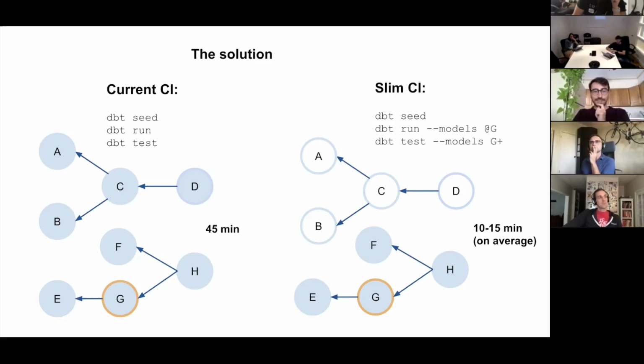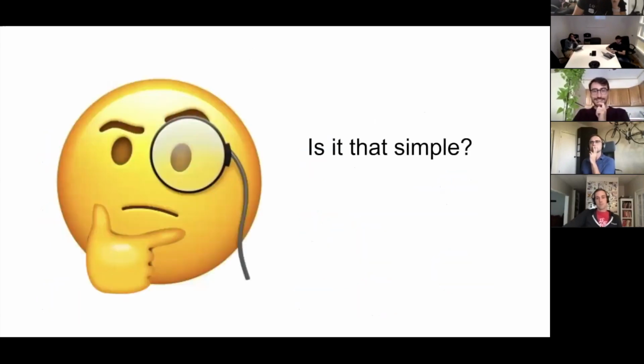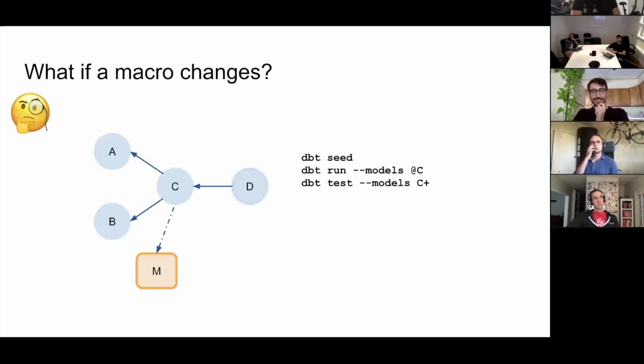Okay, so you might be thinking, is it really that simple? And the answer is no. There are still a lot of things that could be affected in this separate schema world. So this yellow thinking emoji face might have a couple more questions for us here. The first of which is, well, what if you change a macro?